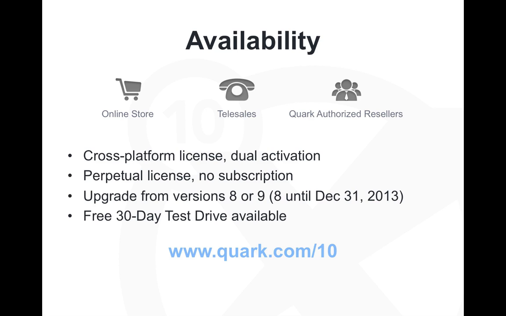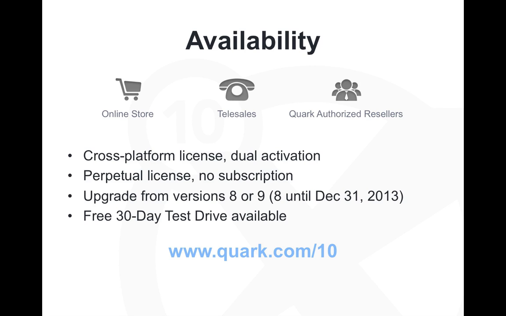QuarkXPress 10 is available now through all of our usual sales channels, through the Quark online stores, our telesales team, as well as through hundreds of authorized resellers globally. You purchase a cross-platform license. That means it's a Mac or Windows. You can install it on either, and it's dual activation as well. So you could install it, for example, on your work computer and your home computer, or a home computer and a laptop computer with that single license. It's a perpetual license. That means no subscription, no ongoing payments to Quark once you've made your purchase.